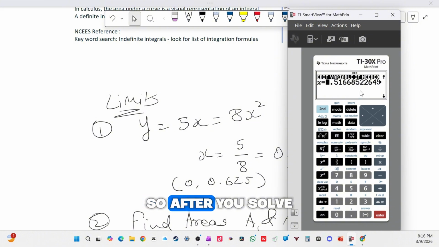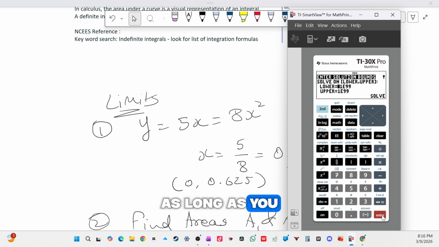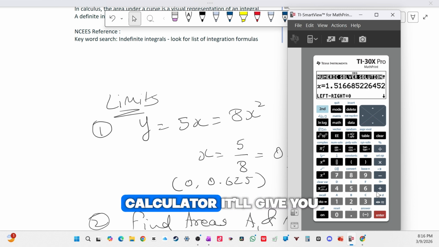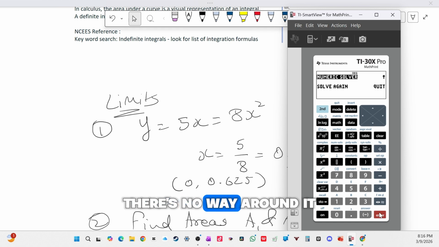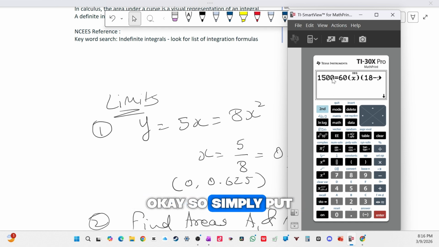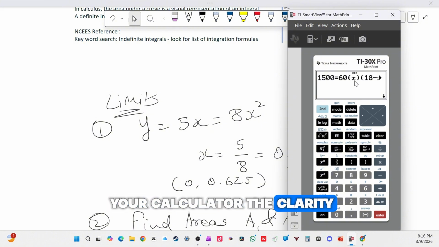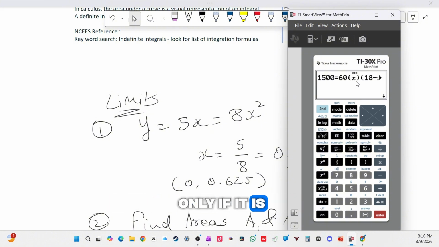So after you solve it, for question 137, it gave me 1.51. That is just a sample. So there is no error or nothing. As long as you know how to input your data to your calculator, it will give you the right answer. There is no way around it. So simply put as many parentheses as possible and give your calculator the clarity of what you want. Only if it is confused, it will give you an error. So on that note, let's come to this question.